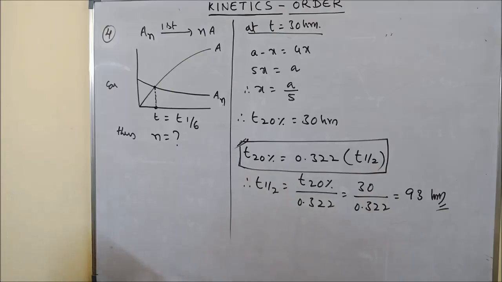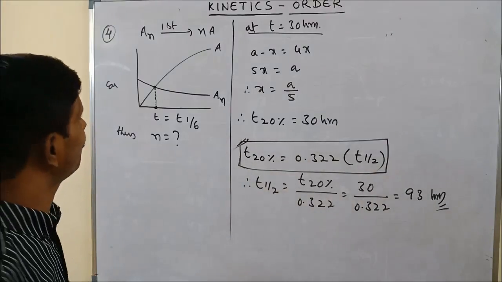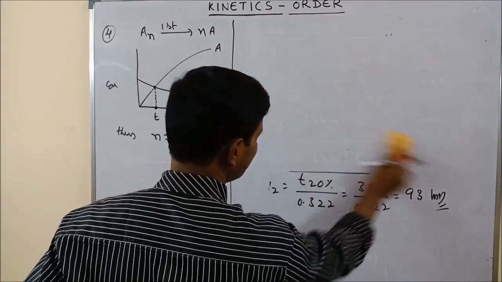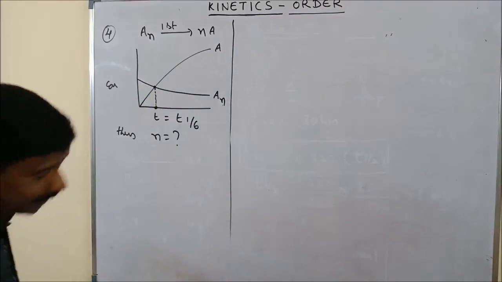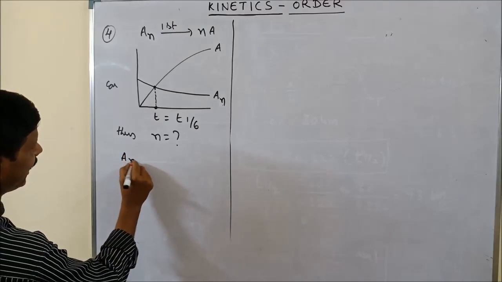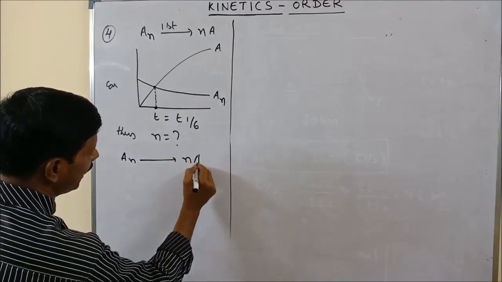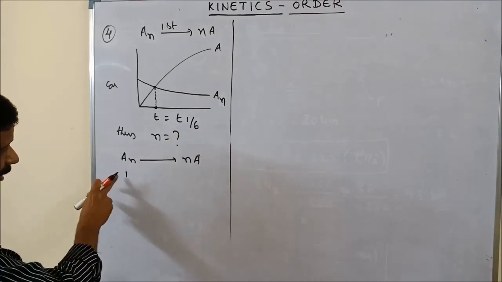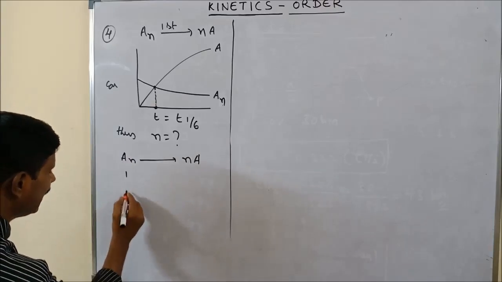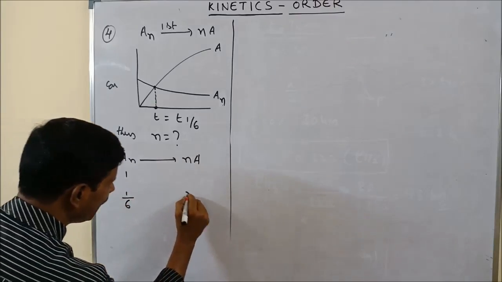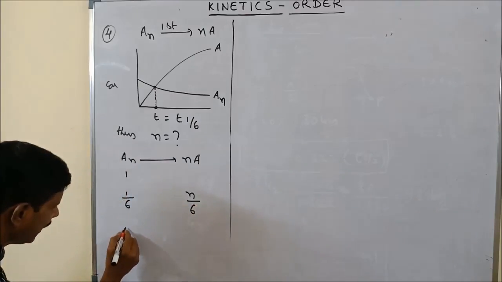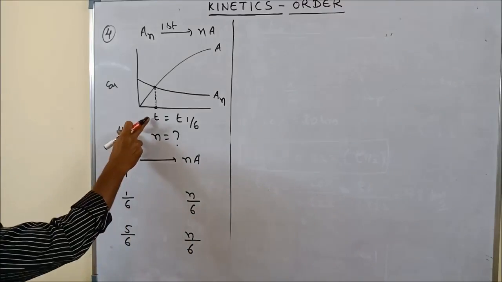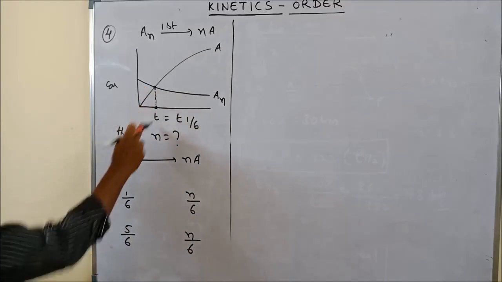So if it is like that, then what is the value of N? N means here it is not order. Just we have to find out the coefficient for that substance. So here also just observe what will happen during decomposition. So AN is converting into NA. Suppose it is 1, since they mentioned 1/6, here I am considering 1. So in time T, 1/6 was decomposed. Here it is nothing but N by 6. Now the remaining is 5 by 6, and this is N by 6 after time T, means at this intersecting point.